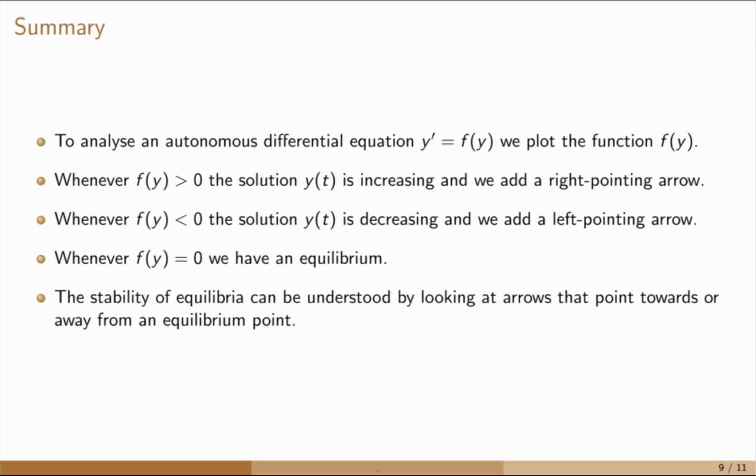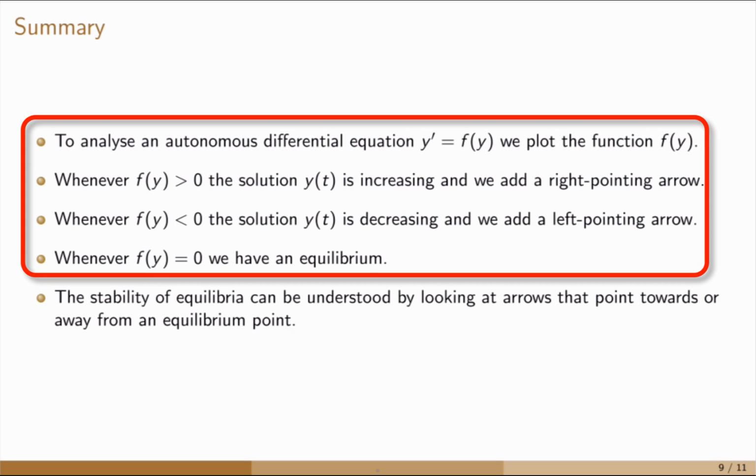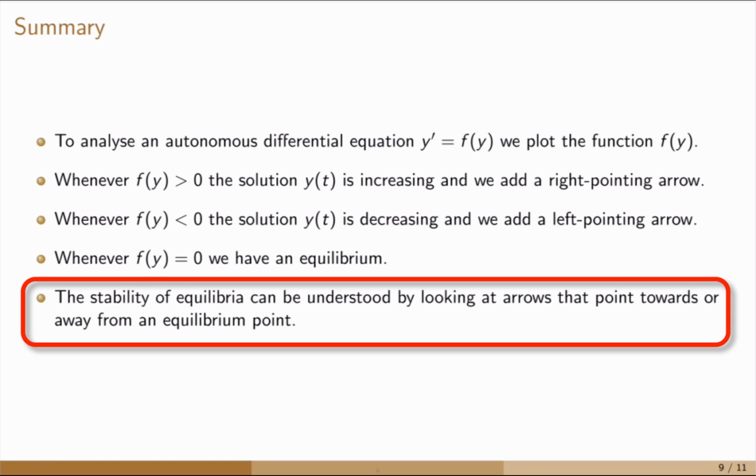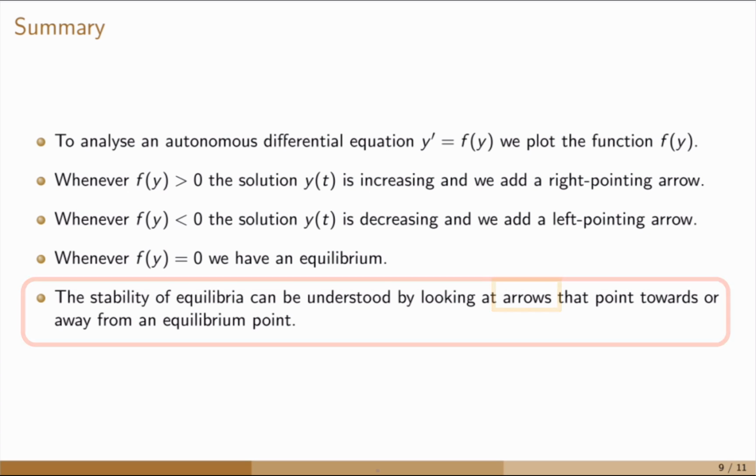Let me summarize. So we have seen before that the phase plot tells us where the solution of a differential equation is increasing or decreasing, or if f is equal to 0, we have an equilibrium. This means y of t is constant. We can also use the phase plot to understand stability of the equilibrium points by just looking at the little arrows. If the arrows point towards the equilibrium point, it is stable, and if they point away, it is unstable.